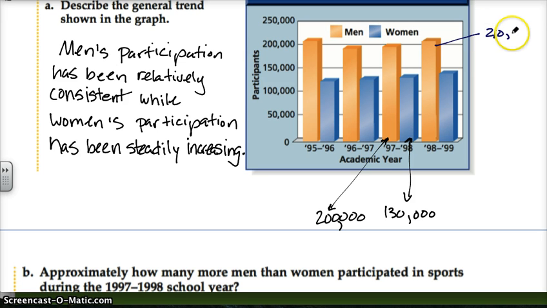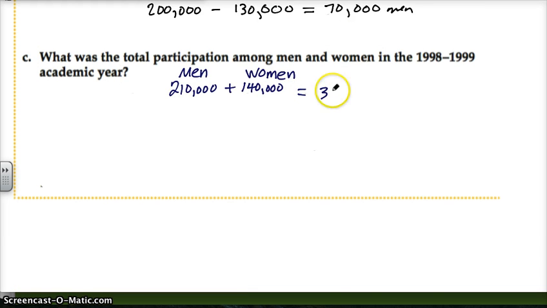Your answer might be different. You might say 212.5. I'm not upset about that. So I have 210,000. For the women, I'm getting really close to this 150 mark. I think that's about 140,000. And I'm going to use those answers to get the answer. And the sum is 350,000 people attended in that academic year.